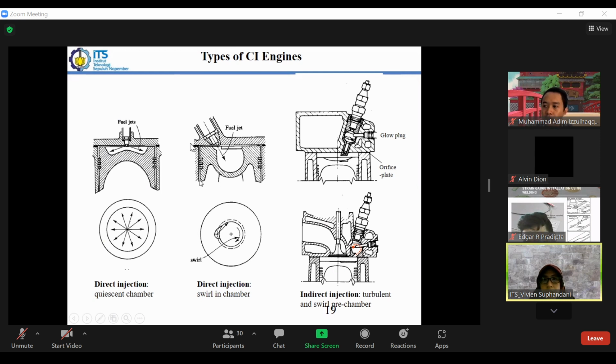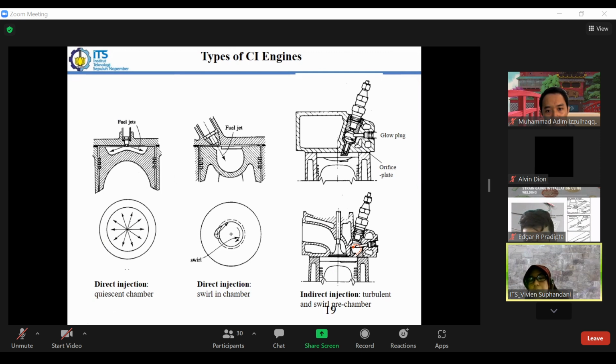Or if we have a deeper one, we can use roll. So this is directed at a certain angle to promote roll inside. Although this is quite deep or quite long here, with the swirl generated by the angle here, the swirl will be generated, so it can promote mixing. And this is the question before, what if we have this one?